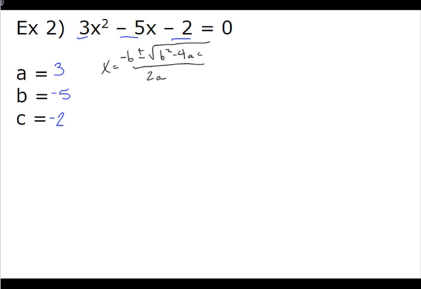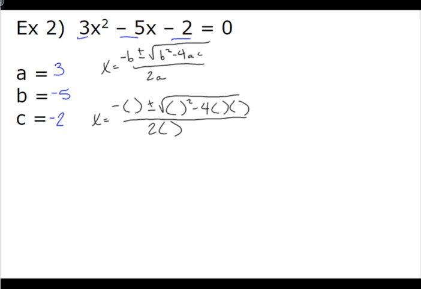Again, go back and substitute. So I have x is equal to the opposite of blank plus or minus the square root of blank squared minus 4 times blank blank all over 2 blank. Again, I like to put the empty parentheses to help keep from making silly sign errors, because those things will eat you alive if you do not pay attention. So here I have a negative 5. Negative 5 goes right here. Again, I have negative 5. Here I have a positive 3, and a negative 2, and then a positive 3.